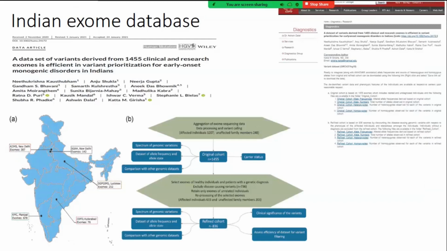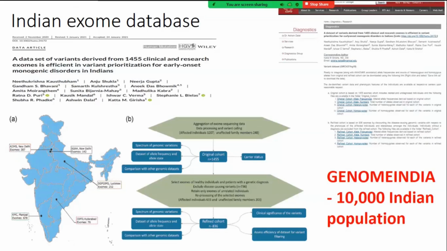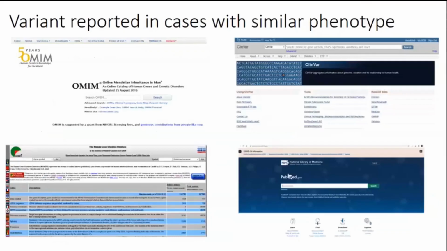Now, in addition to this, there is a major effort going on, which hopefully should be completed by the end of this year. That is, December is the target for GenomeIndia. So GenomeIndia is a large database of about 10,000 Indian individuals, where whole genomes are being sequenced. Hopefully by the end of this year, we will have a 10,000 normal Indian genomes database. And that is going to make our life much easier when we want to interpret a variant. So that is about population databases.